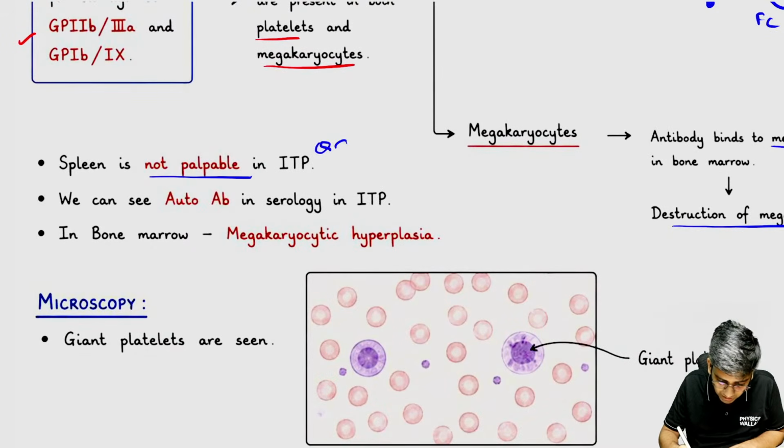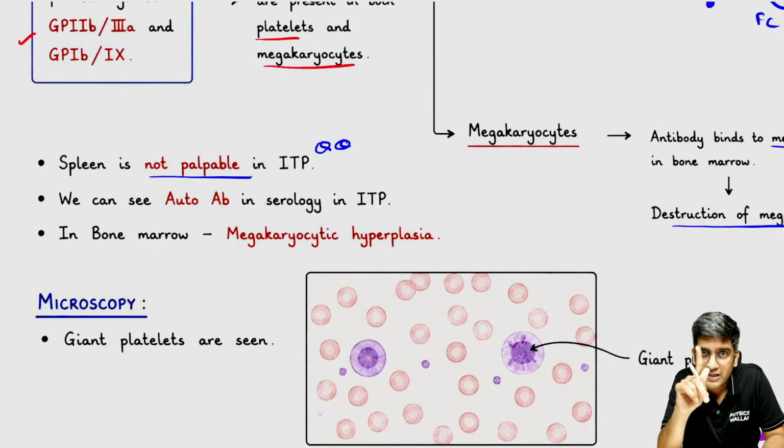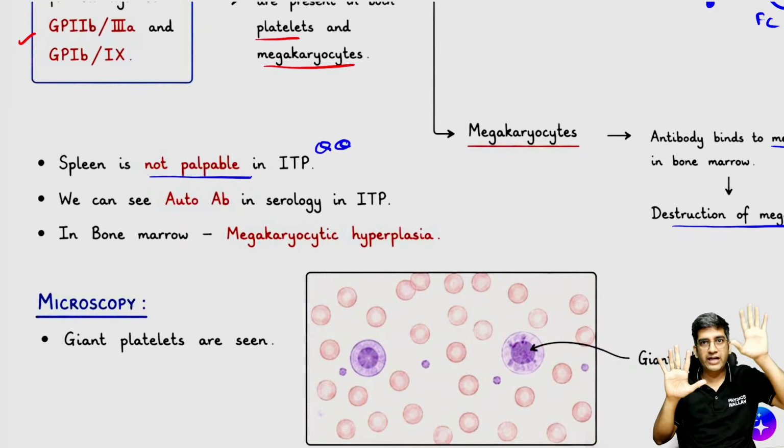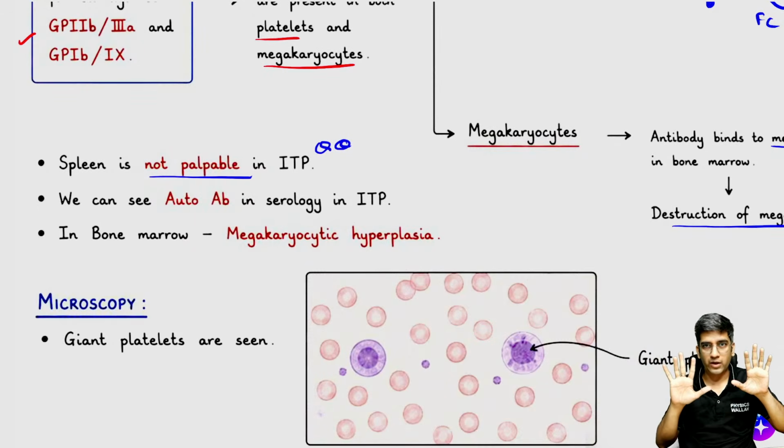So now, spleen is not palpable in ITP. This is a very important thing. This can come in reasoning wise. Listen carefully. This might be slightly confusing. So ITP has two places of destruction. One in the megakaryocyte, one in the periphery, right? So now, today ITP starts, destroys all the platelets in the periphery via spleen. So spleen slowly increases in size.